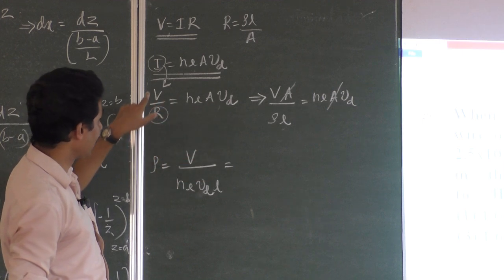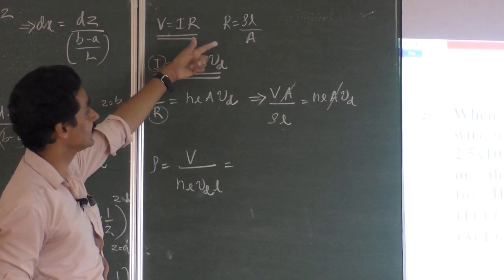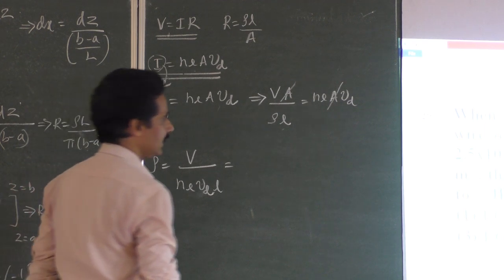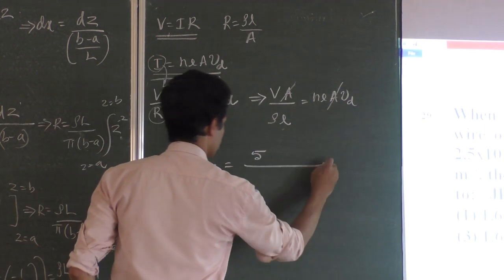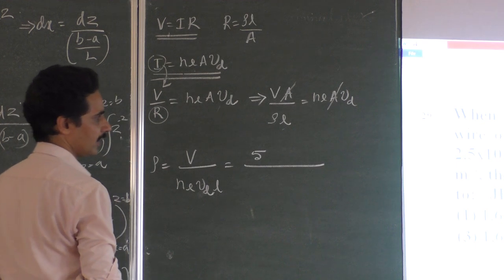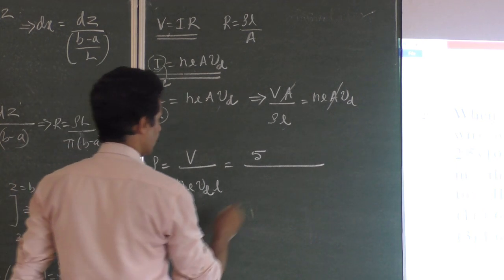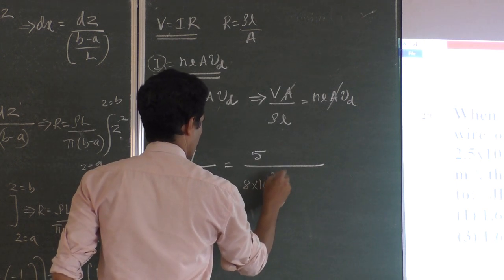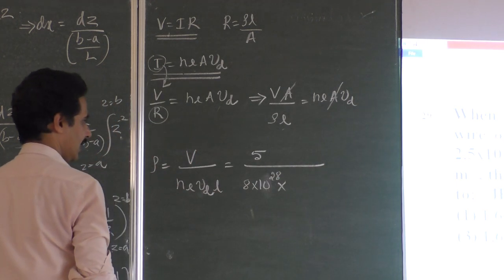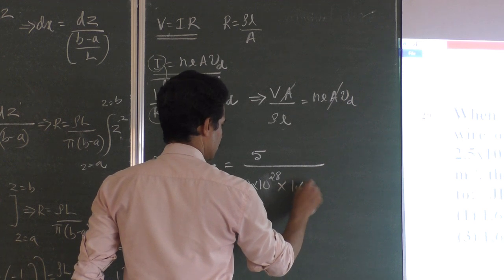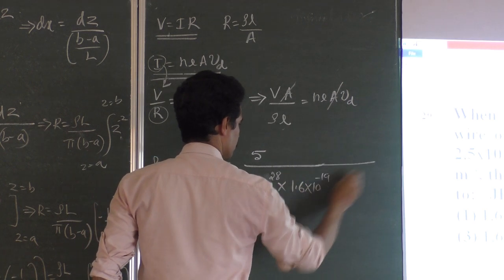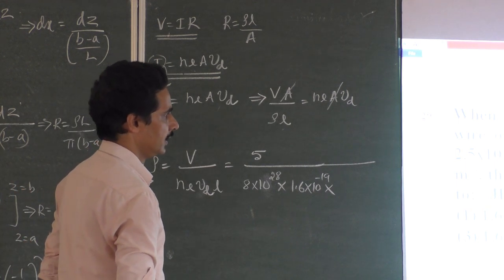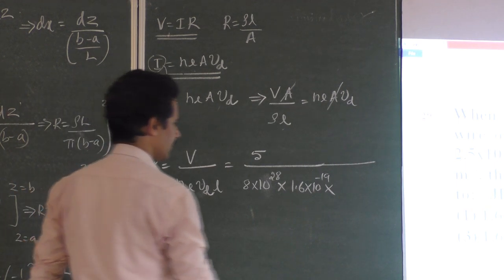But drift velocity and current we have. Current and resistivity we have in terms of resistance. Okay, so what is V? V is 5. Only substitution now. N, number of electrons per meter cube, 8 into 10 to the power 28, into charge of electron 1.6 into 10 to the power minus 19 coulombs, into drift velocity. What is the drift velocity given? Drift velocity is 2.5 into 10 to the power minus 4.